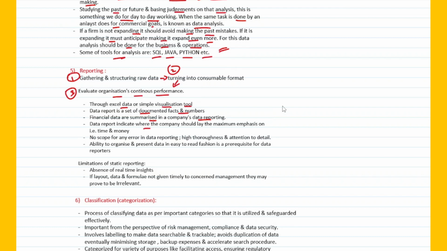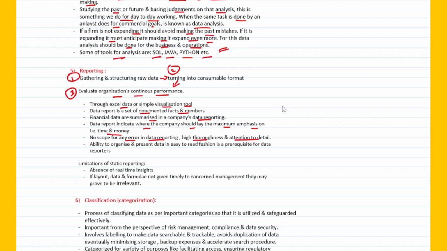Data reports indicate where the company should lay the maximum emphasis, that is, time and money. So whatever the important aspects are, emphasis can be laid on them only with the help of reporting, right? So you get a report of something, and then you know where to dedicate your time and where to dedicate your money, so that the company can make ideal decisions and maximize their returns, or rather maximize their profit. Now, there's no scope for any error in data reporting. Yes, because there has to be high thoroughness and attention to detail. If not, that can lead to a lot of problems in the business, or rather it can lead to a catastrophe in the business.